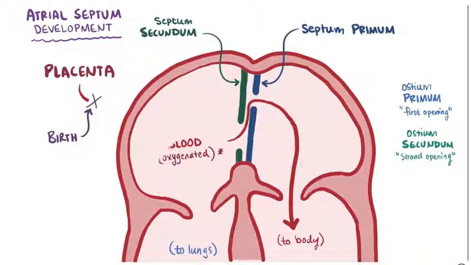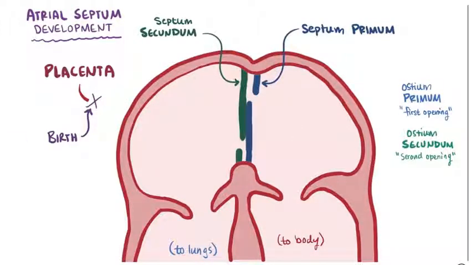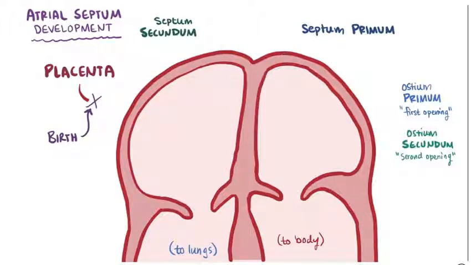At birth, the septum secundum and septum primum slap shut and then fuse and close off this foramen ovale, so we can rely on our own lungs for oxygen.